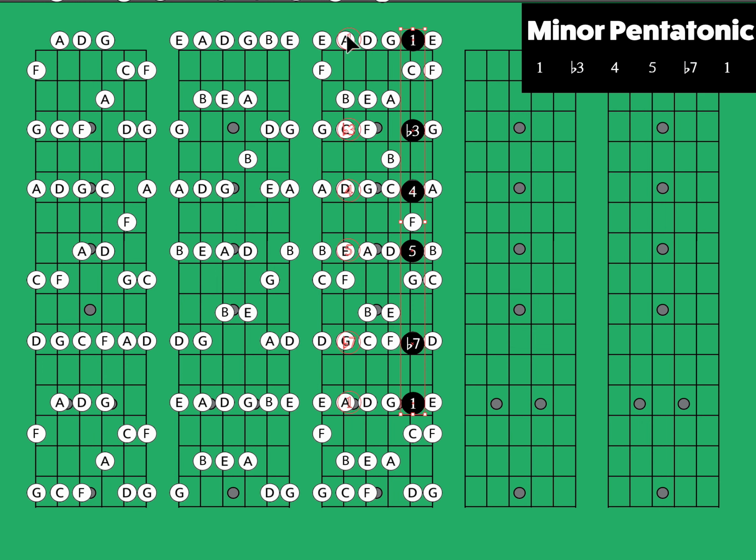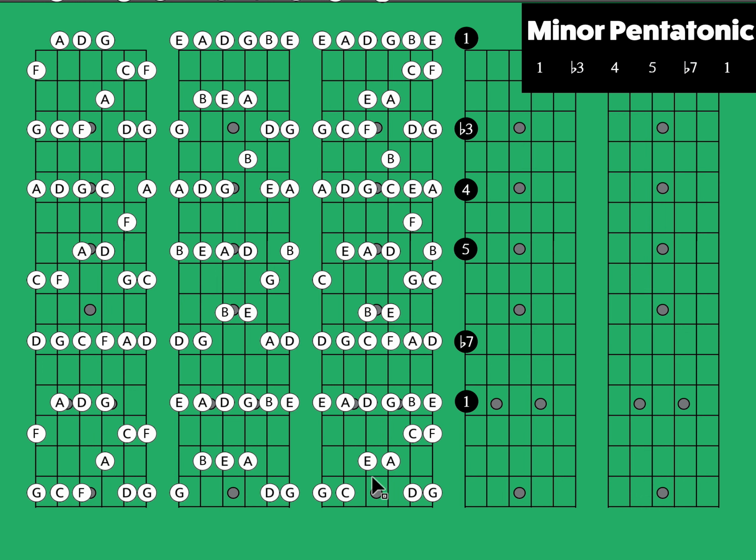Once we get on A, if we eliminate the B and the F, we will have the minor pentatonic scale. So once again, B and F can come off. All the B's and F's are now gone.